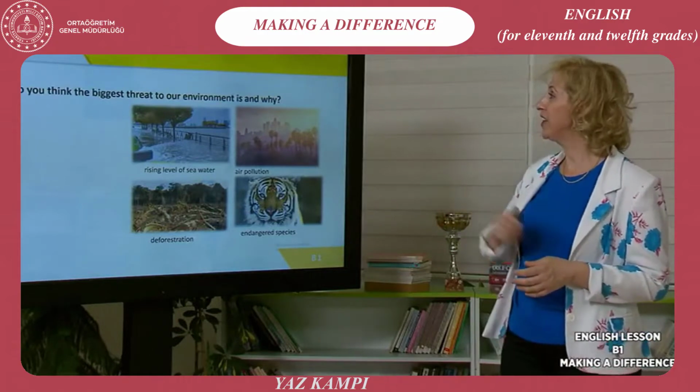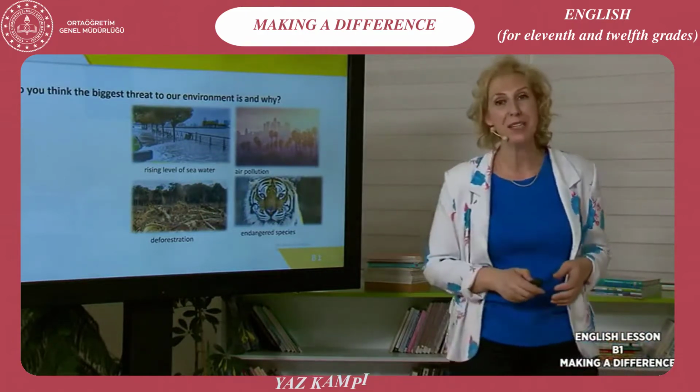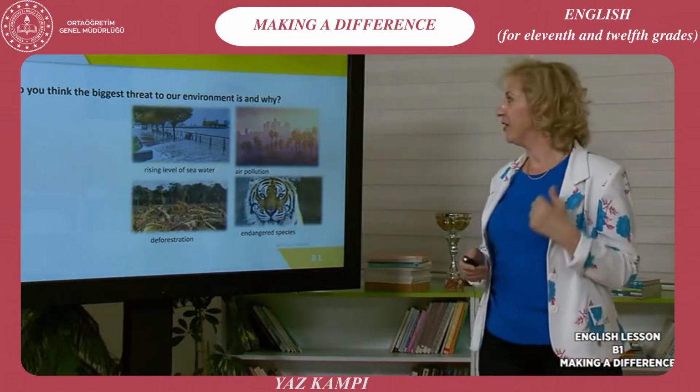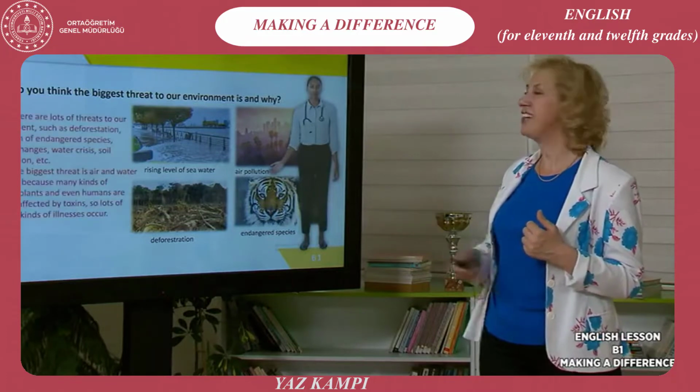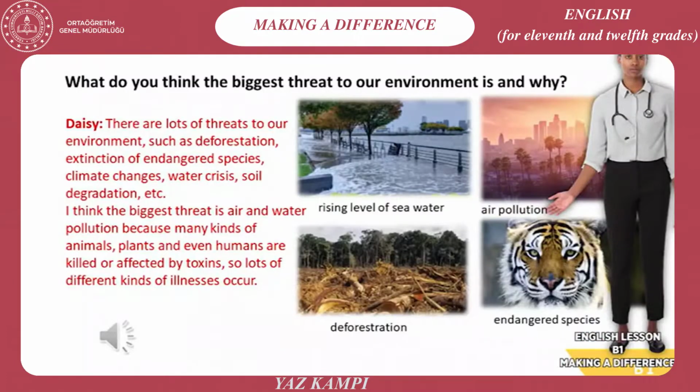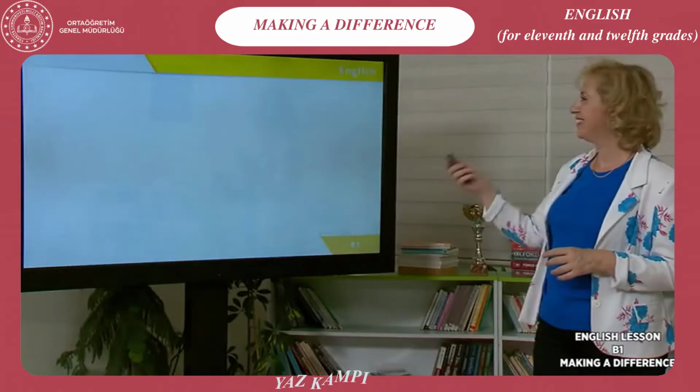Now, what do you think the biggest threat to our environment is? And why? Now, here Daisy comes. Hello, Daisy. What do you think? There are lots of threats to our environment, such as deforestation, extinction of endangered species, climate changes, water crisis, soil degradation, etc. I think the biggest threat is air and water pollution because many kinds of animals, plants and even humans are killed or affected by toxins, so lots of different kinds of illnesses occur. Thank you, Daisy.